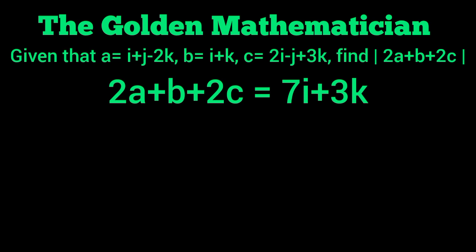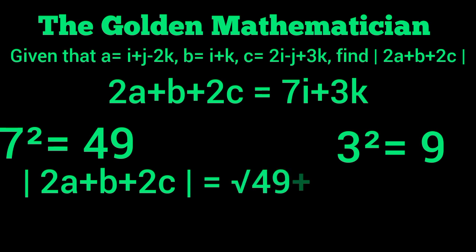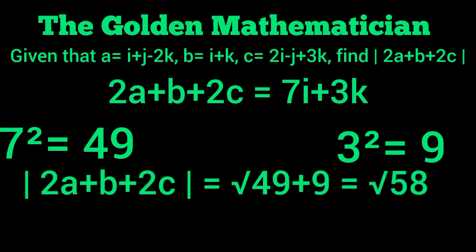So we know that our vector 2A plus B plus 2C is equal to 7i plus 3k. The coefficient of i is equal to 7. 7 squared is equal to 49. The coefficient of k is equal to 3. 3 squared is equal to 9. Therefore, the modulus of the vector 2A plus B plus 2C is equal to the square root of 49 plus 9, which is equal to the square root of 58. And that is our final answer.